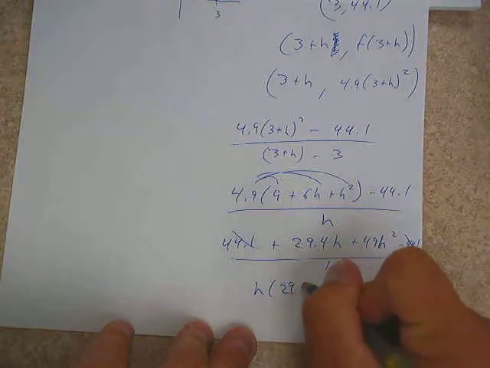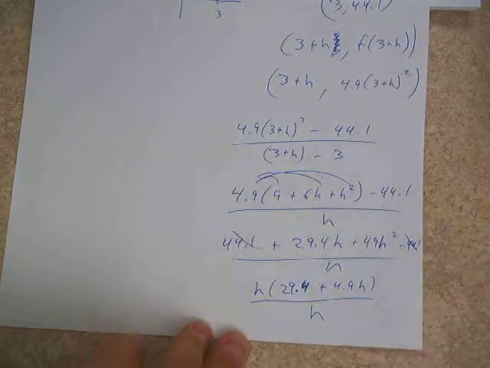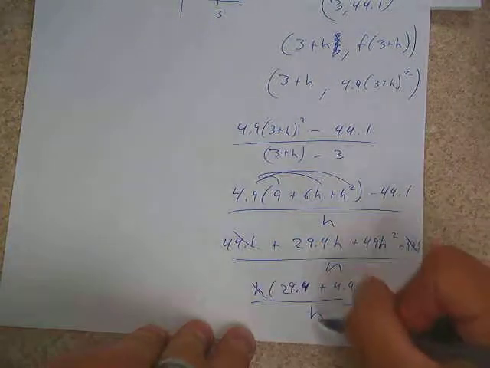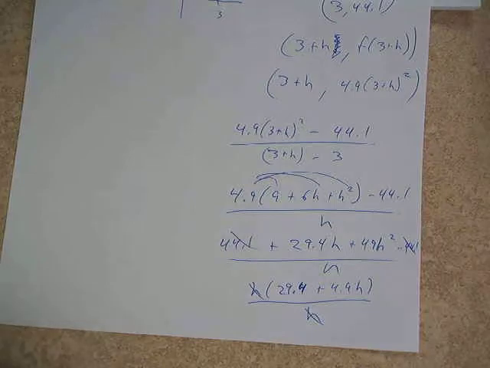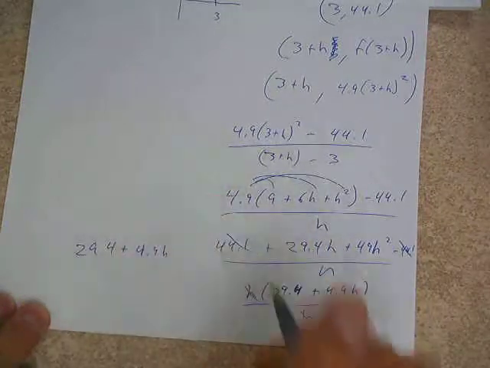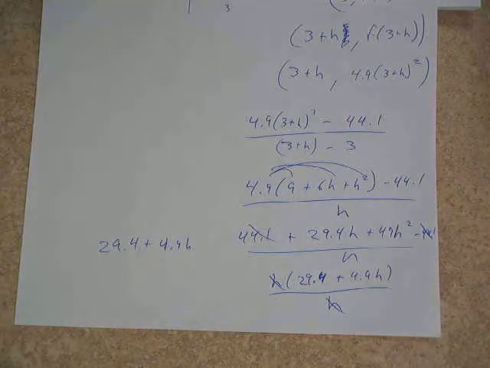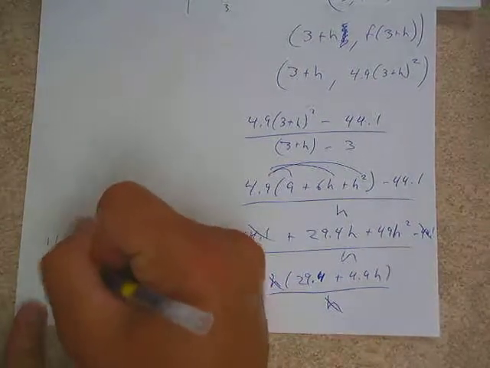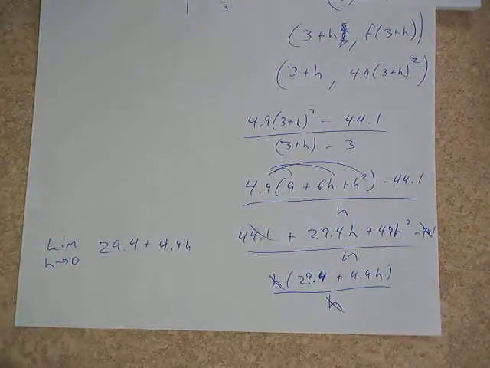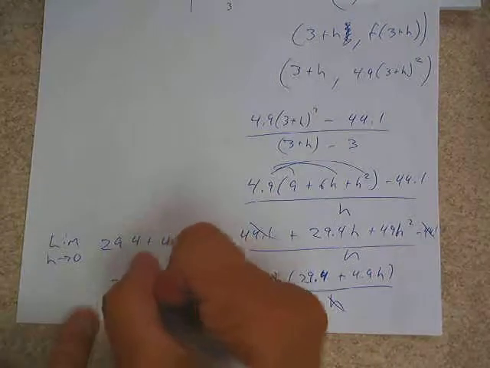Okay, and so let's go ahead and do the math. So 44.1 and 4.9 times 6, 29.4. And then 4.9h squared minus 44.1, all over h. But once again, those 44.1s cancel like we were hoping. If we factor an h out, we get 29.4 plus 4.9h. And just like the last time, and just like will happen every time, the h's can go. And so we're left with the expression of 29.4 plus 4.9h.